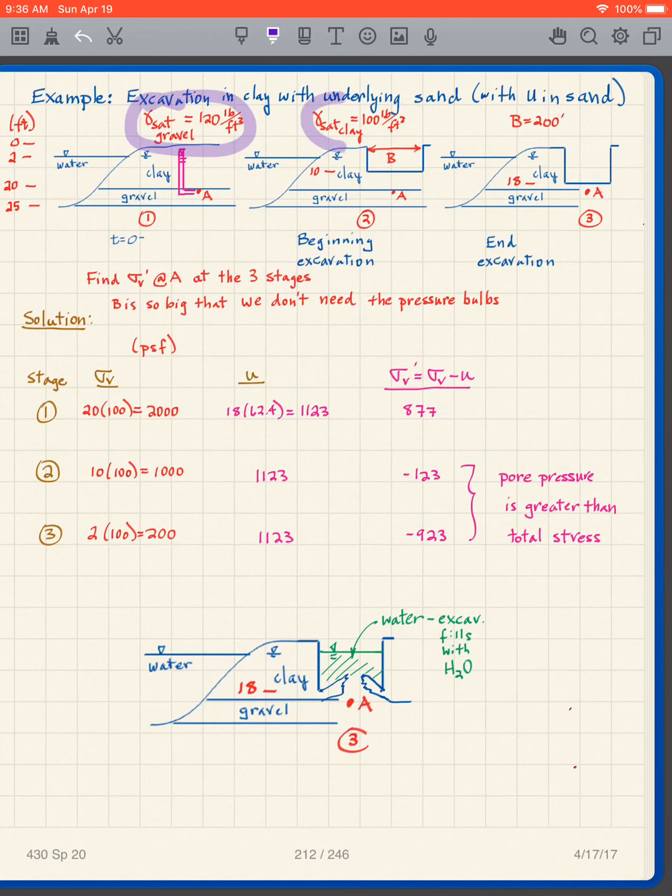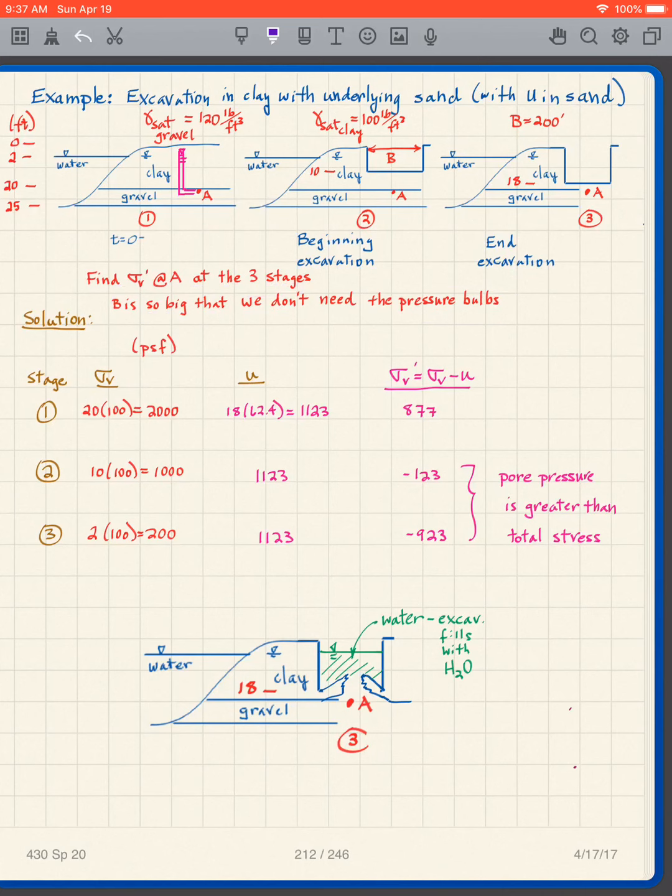So this is the t equals 0 minus situation. There we're beginning our excavation. There's our complete excavation. We're calling these stage 1, stage 2, and stage 3, and what we're going to do is find sigma v prime at the 3 stages. Since B is so big, at 200 feet, we don't need pressure bulbs to do this.